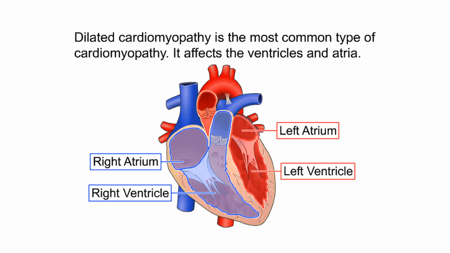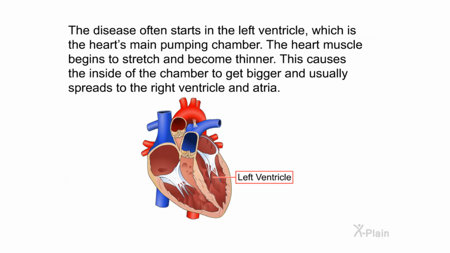Dilated cardiomyopathy is the most common type of cardiomyopathy. It affects the ventricles and atria. The disease often starts in the left ventricle, which is the heart's main pumping chamber. The heart muscle begins to stretch and become thinner. This causes the inside of the chamber to get bigger and usually spreads to the right ventricle and atria.